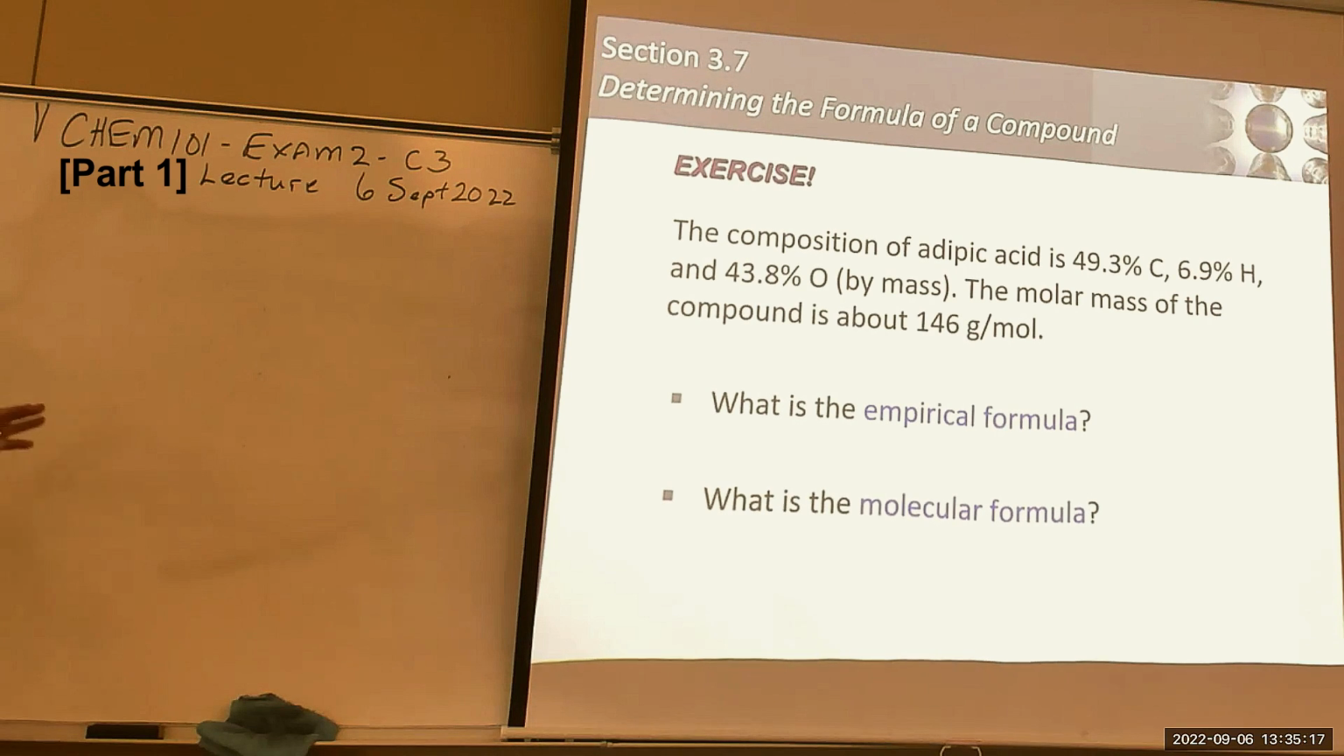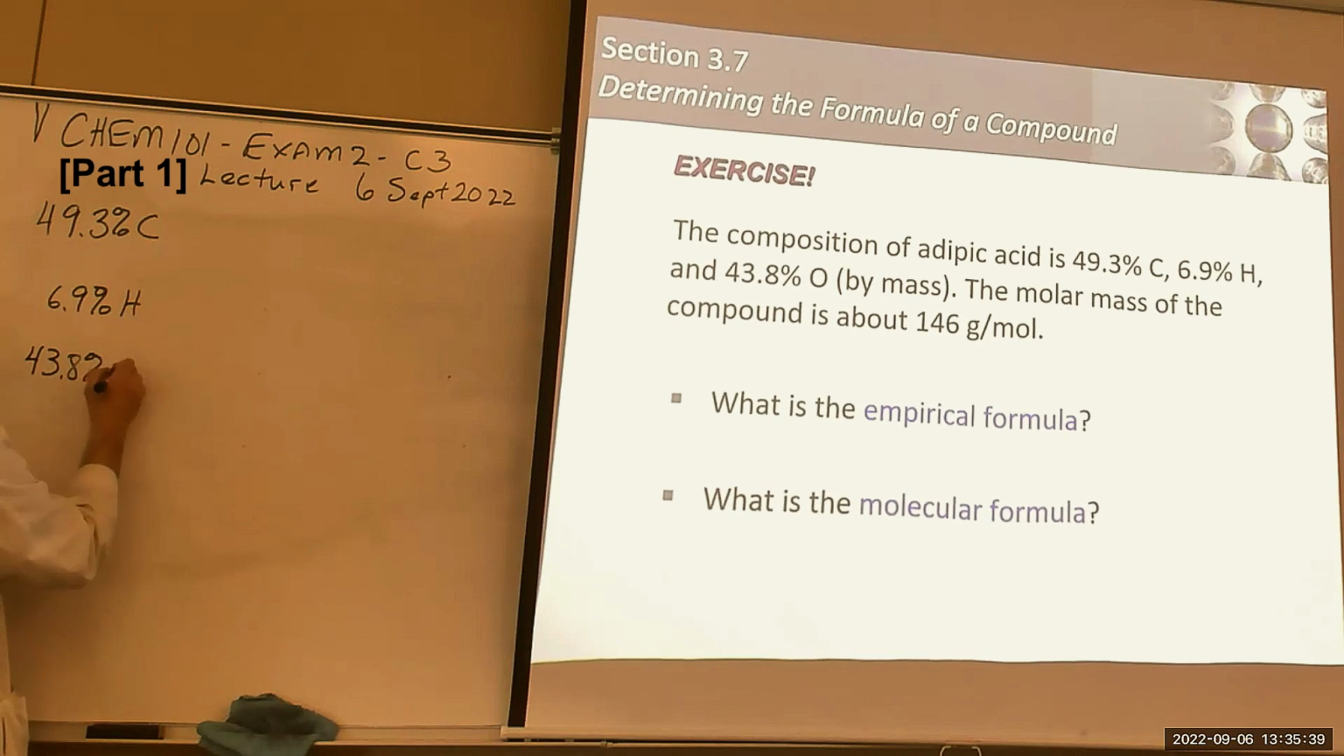Okay, so here's our example. We've got 49.3% by mass of carbon. We've got 6.9% hydrogen. And 43.8% oxygen. This is all by mass. Okay. Don't pay any attention to that yet. I'm going to use it in just a minute. We want to find the empirical formula. What's the simplest whole number ratio of atoms in that molecule?